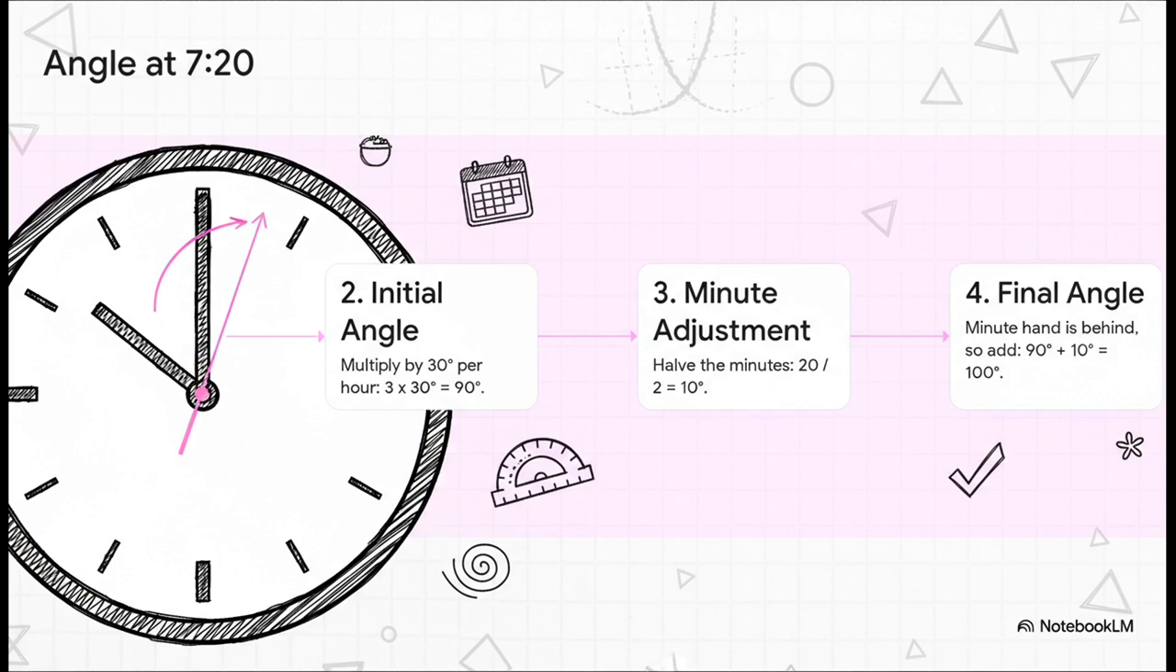But wait, the hour hand isn't sitting exactly on the 7. It's moved a bit, so we just take half the minutes. Half of 20 is 10. And since the minute hand is behind the hour hand, we add it on. 90 plus 10 gives us 100 degrees.